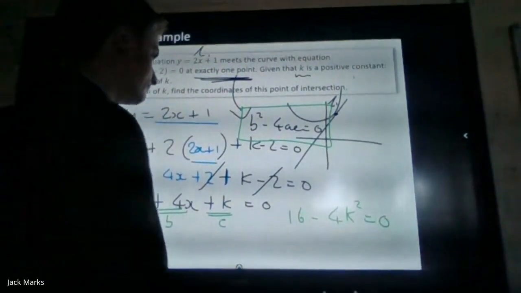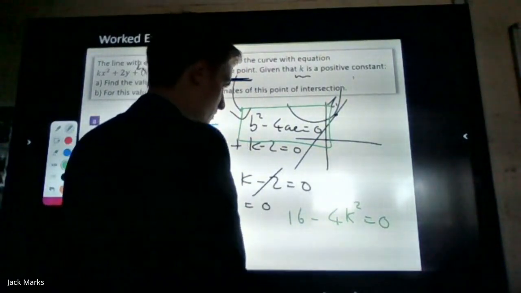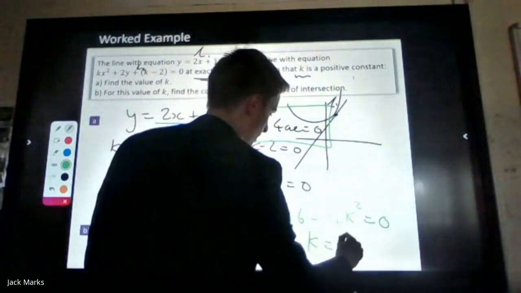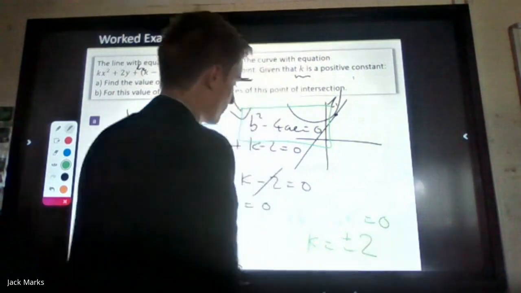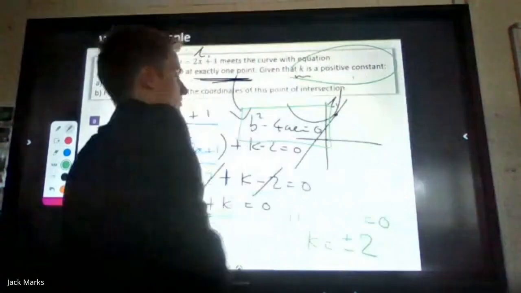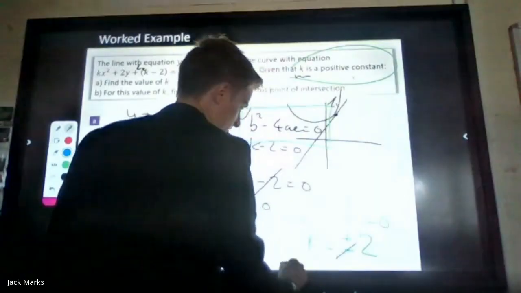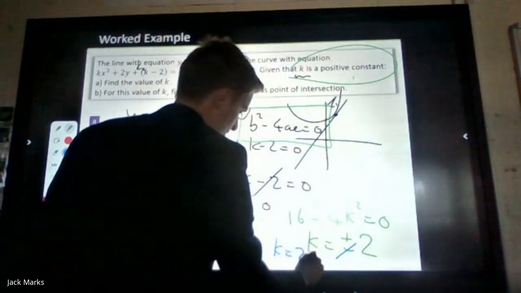Okay. What could k be? Well, you can divide by 4, so 4 minus k squared. So k equals plus or minus 2. But a must be a positive constant. Okay, so we need to disqualify this value and say that k is equal to 2.